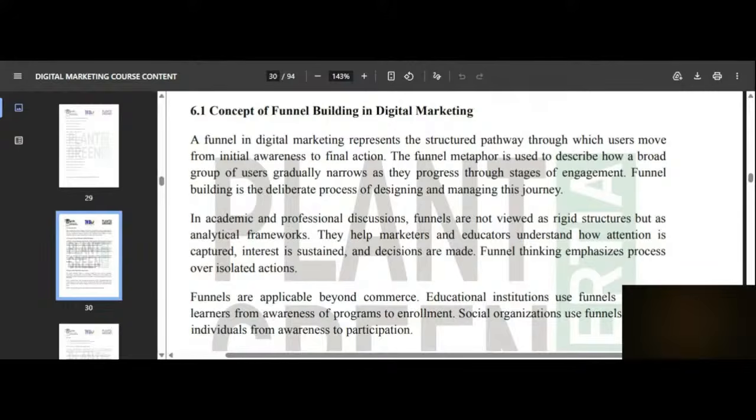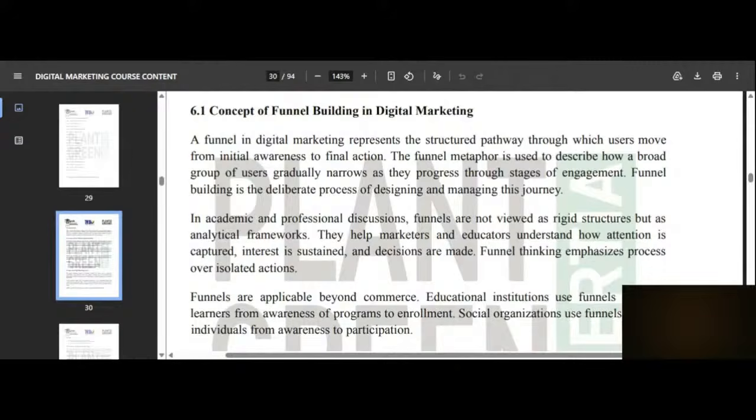Instead of doing random marketing, we are going to create a planned pathway. Instead of just doing some kind of random digital marketing, we are going to create a planned pathway. So that is the meaning of funnel building. Instead of doing random marketing, we are going to design and create a planned pathway for the customer.